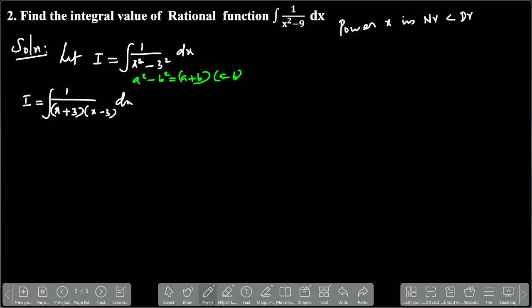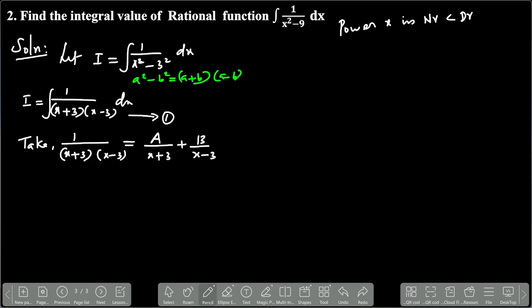Same thing as x plus 1 into x plus 2. We may call this equation number 1. These are different factors in the denominator, q of x. Now what we are going to do? Take 1 by x plus 3 into x minus 3 equal to a divided by x plus 3 plus b divided by x minus 3. Any doubt, students?